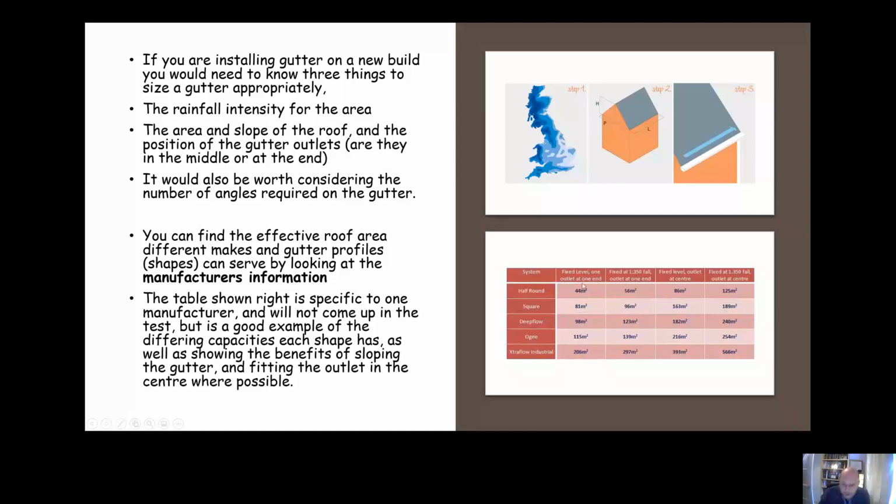And you can also see, if we look here, the different types of gutters. So we've got our half round, square, deep flow, and OG. We can see OG for this manufacturer can service the largest area, with half round being significantly smaller in terms of its capacity than all of the other types.